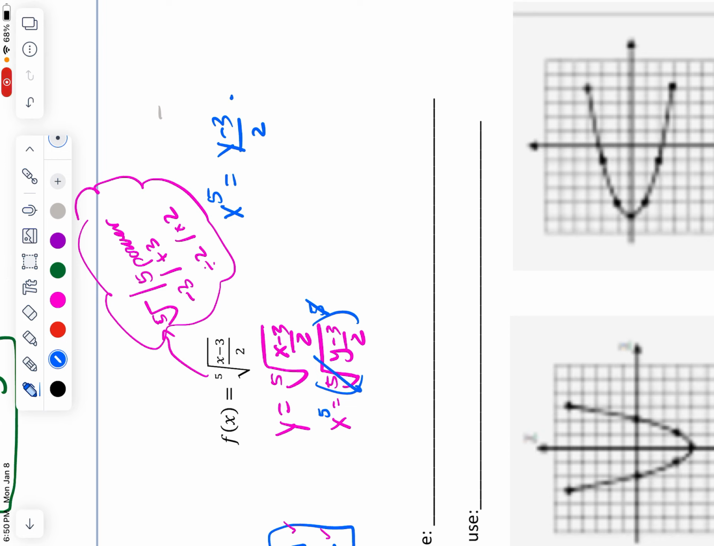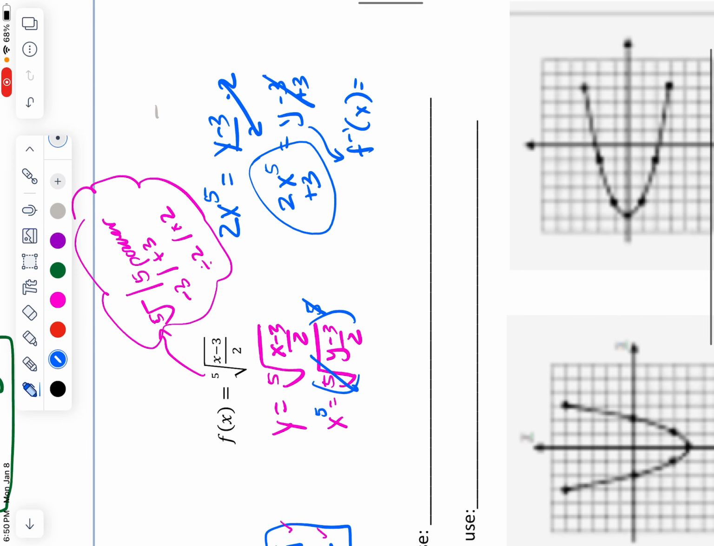Time to get rid of the divided by 2, so I multiply it to both sides. Here it cancels. So I have 2x to the fifth equals y minus 3. So then my only extra step is to add 3. And then instead of writing it as y, I'm going to write it as that fancy f of x notation and say, hey, the inverse is what I got over here. So 2x to the fifth plus 3. And I have the elements I expect. I had a multiplied by 2, I have a plus 3, and I have a fifth power.